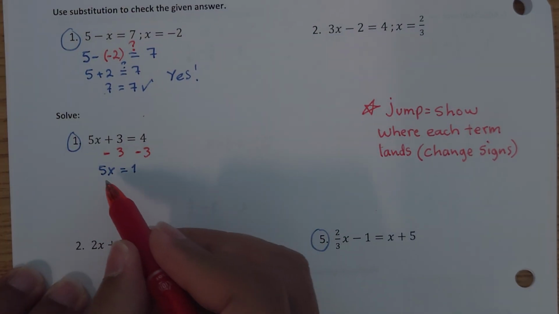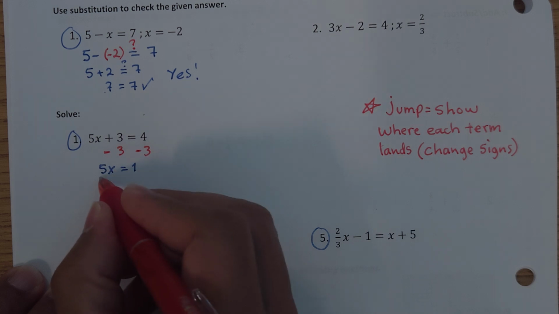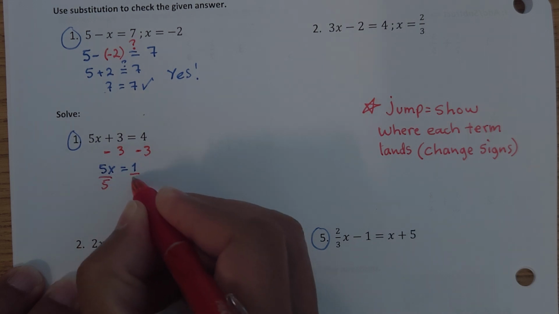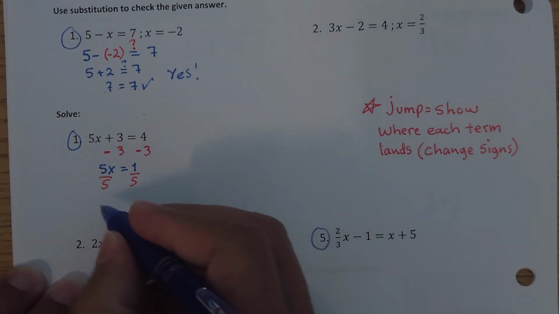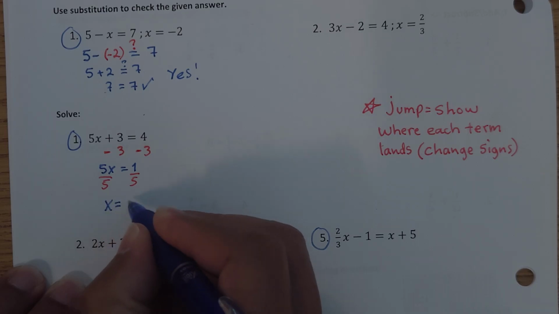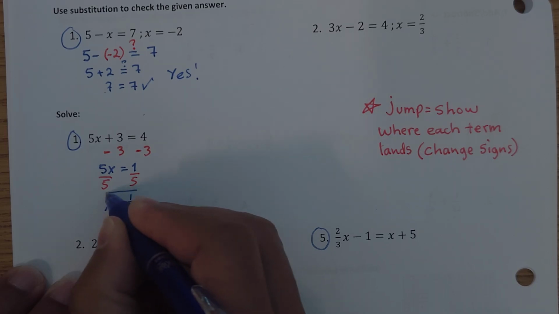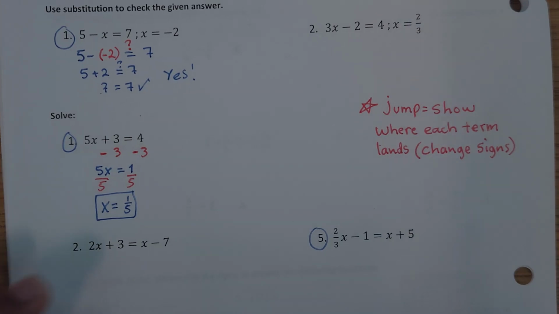Then this implies multiplication, so I'm going to divide by that 5 on both sides of the equation. So then in the end, we find that the solution to this equation is x equals 1 over 5. Okay, and we're done with this example.